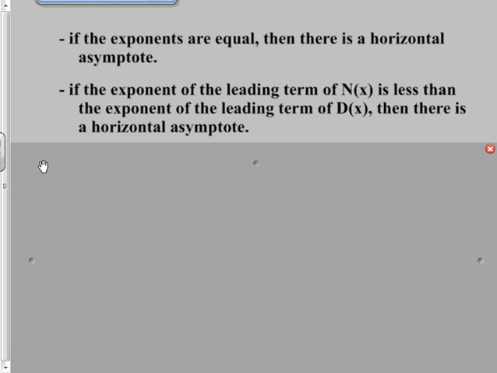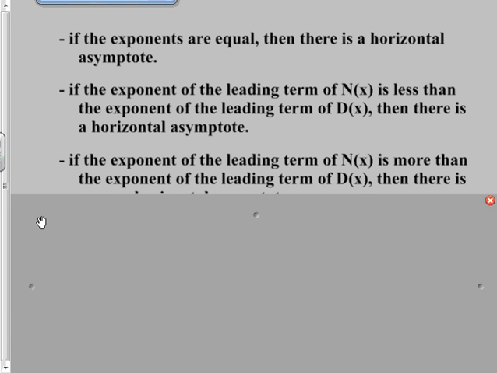On the other hand, the exponent of the leading term of the numerator could be less than the exponent of the leading term of the denominator. This will also cause a horizontal asymptote. The difference between the first two options is that if the exponents are equal, the horizontal asymptote might be anywhere along the y-axis, the horizontal line anywhere along the y-axis. If the second of these is true, where the exponent of the lead term of the numerator is less than the exponent of the lead term of the denominator, then the horizontal asymptote is actually going to be exactly on the x-axis.